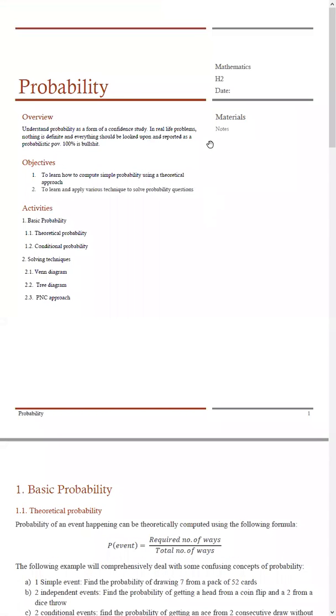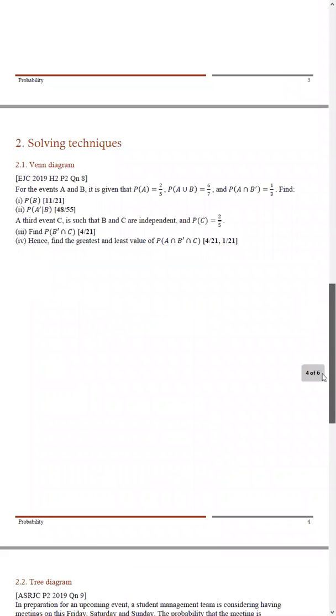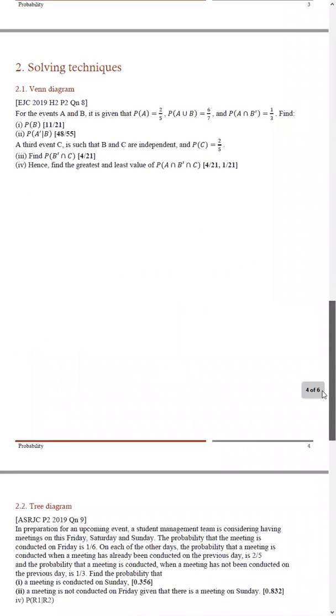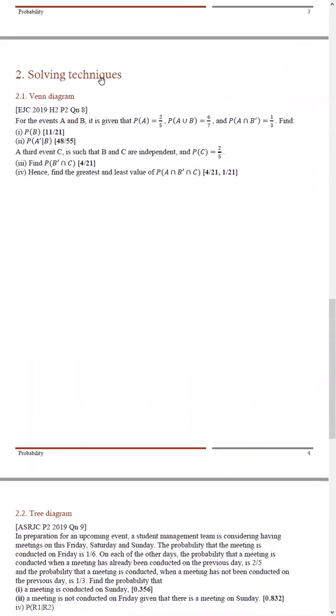Okay, so just now we were at question 2.1, the Venn diagram. Let's go back to part 4 again, and let's try to discuss this part. For part 4, we want the greatest value of A intercept B prime intercept C.